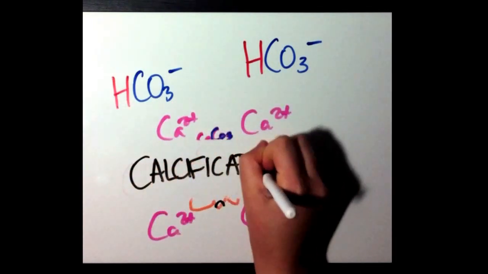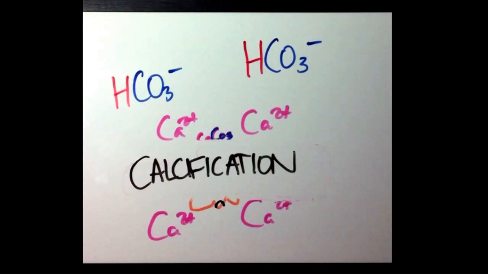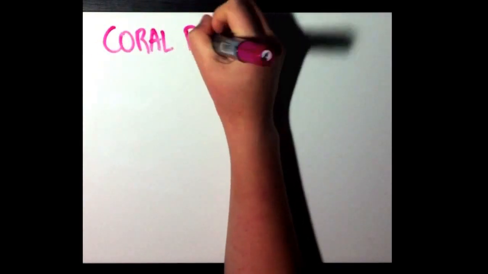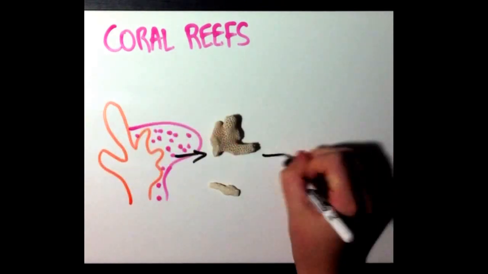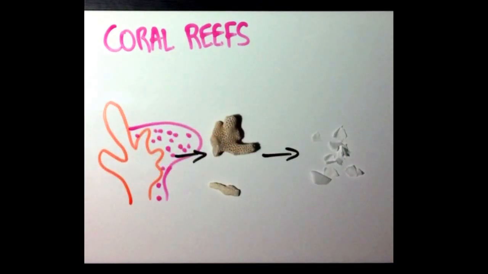This is when calcification happens. Calcification is the hardening of organic tissue by a deposit of calcium salts. This has massive negative implications and directly affects coral reefs. They go from looking like this to this, and eventually go to this. The integrity of their skeletal structures gets so weak that eventually it just flakes off into nothing.